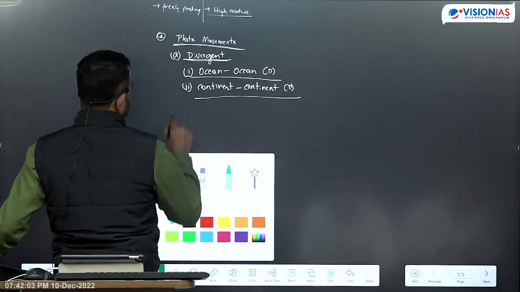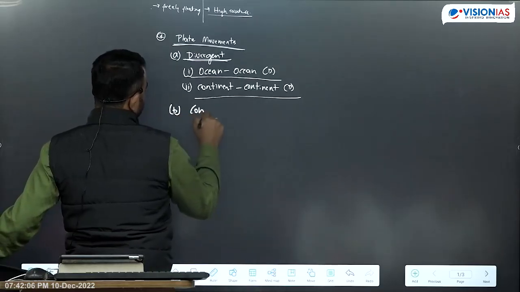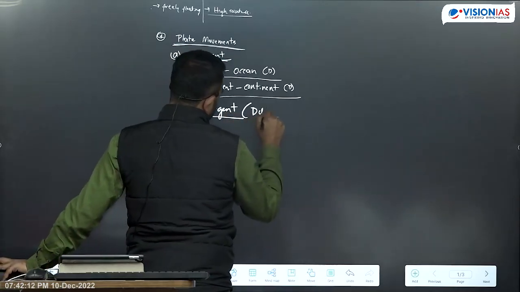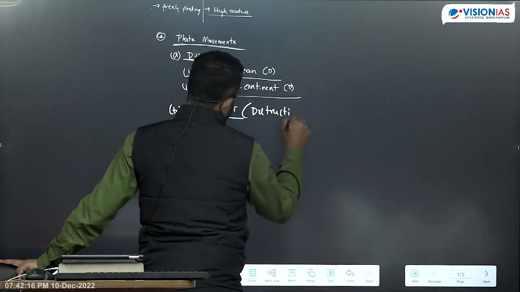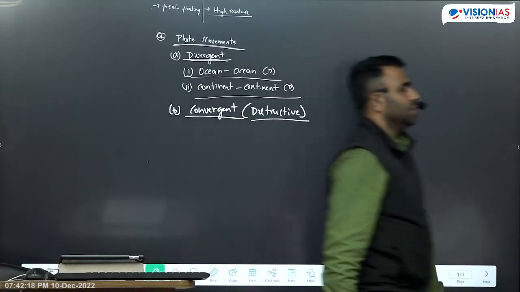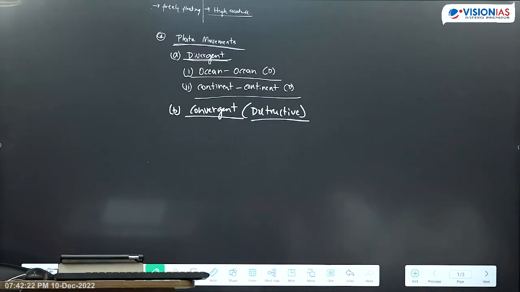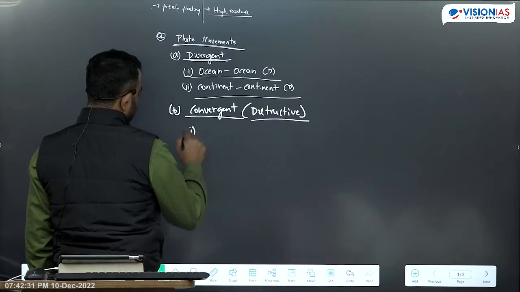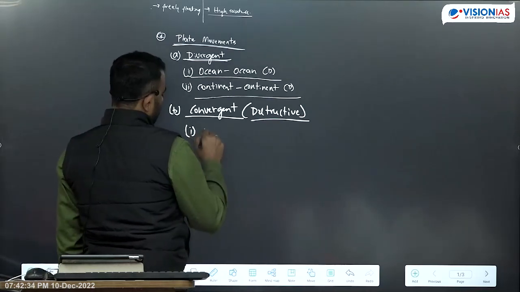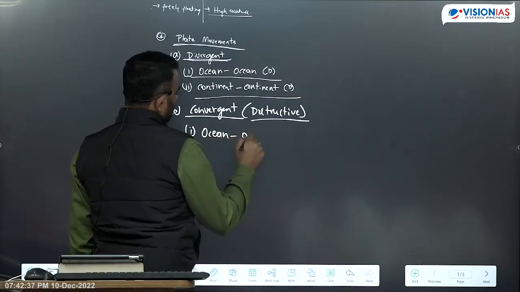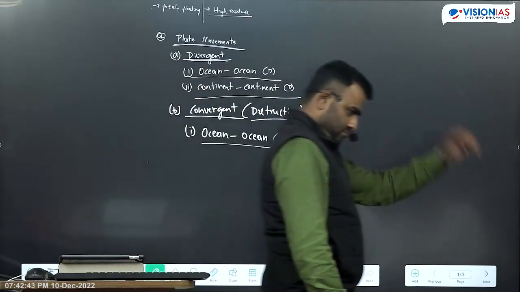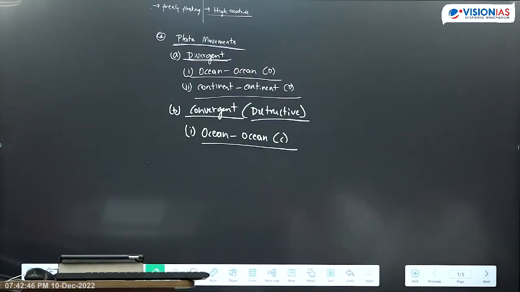So next, convergent plate boundary, which is also called as destructive plate margin. In that first one, ocean convergence.